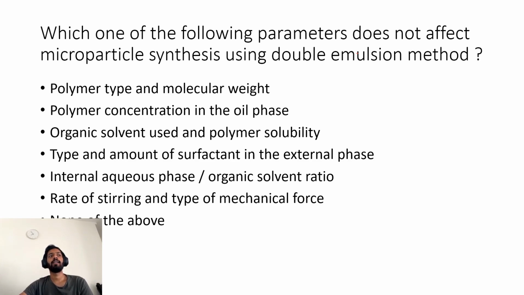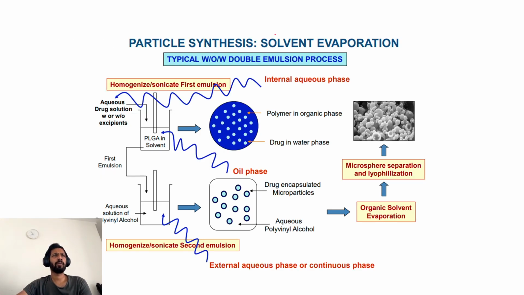Is it the case that all of them affect the microparticle synthesis using the double emulsion method? So none of the answers are correct. So they're asking which of the following parameters does not affect microparticle synthesis using double emulsion method. So very briefly about the double emulsion method.